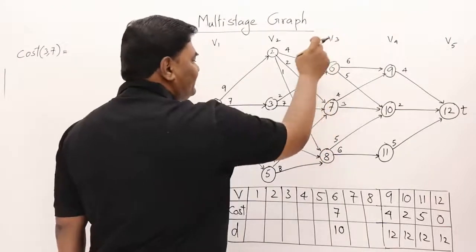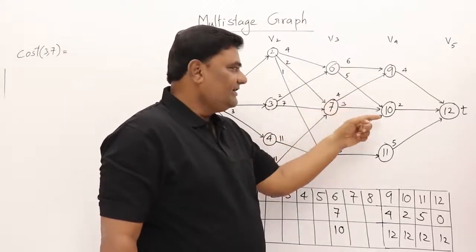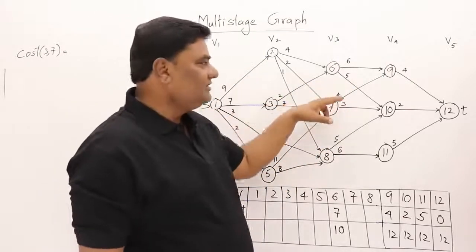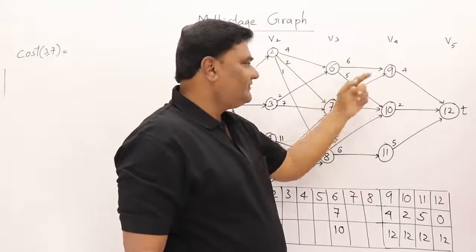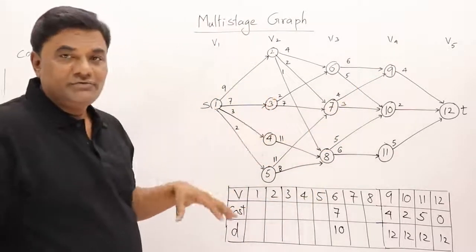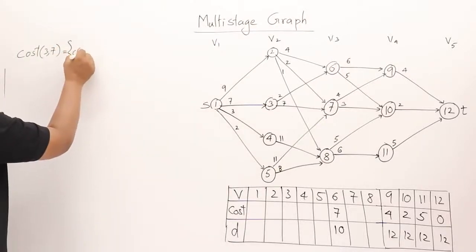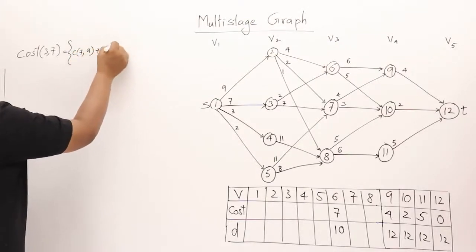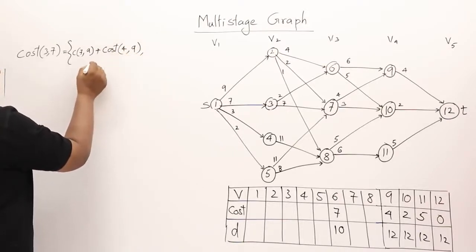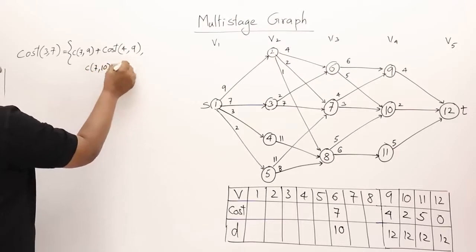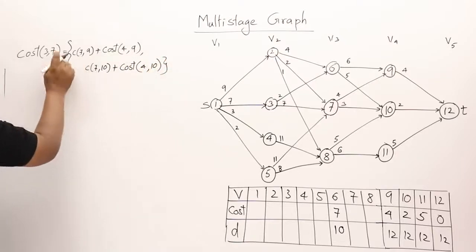Cost of the 7th vertex, that is stage 3. Here cost of (3,7). From vertex 7, if you see, there are 2 edges going out. So to know the cost of 7, I should know the cost of 9 and 10 plus the cost of this edge. So 4 plus cost of 9, 3 plus cost of 10. Out of those two, whichever is minimum, I should take that one. So I'll write like this: cost of an edge from 7 to 9 plus cost of vertex 9 in the 4th stage, comma, cost of an edge from 7 to 10 plus cost of vertex 10 in stage 4. Out of these two, I should take the minimum.